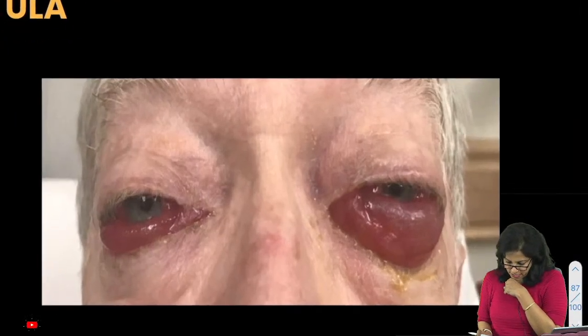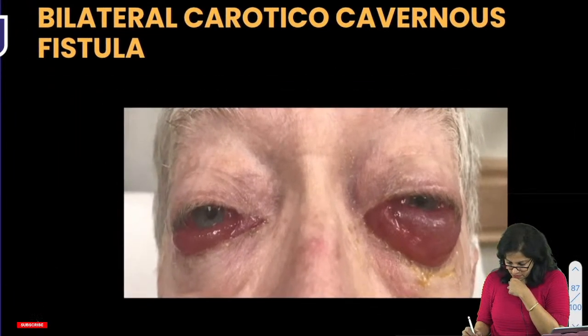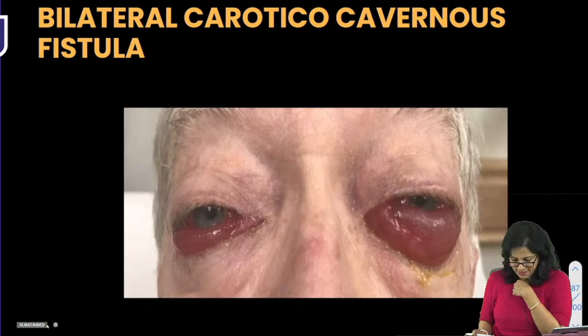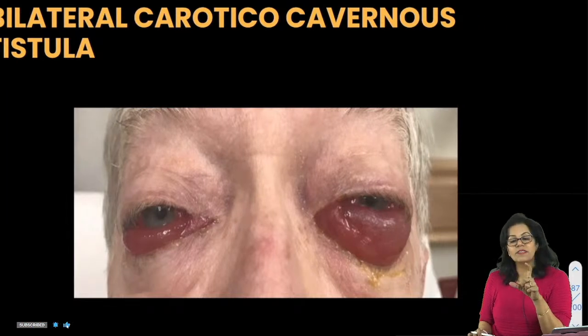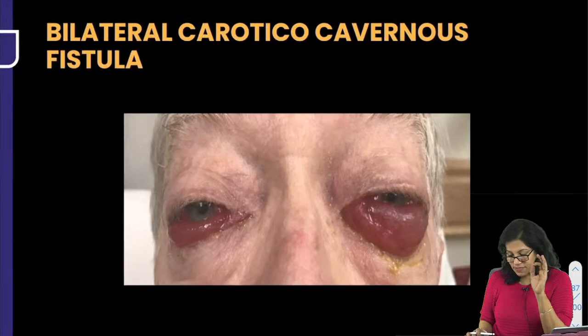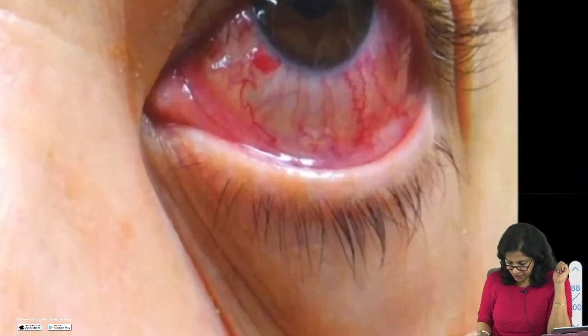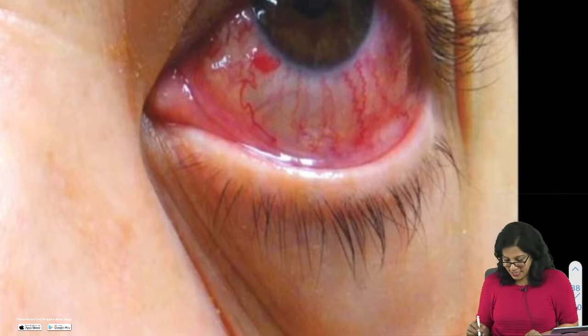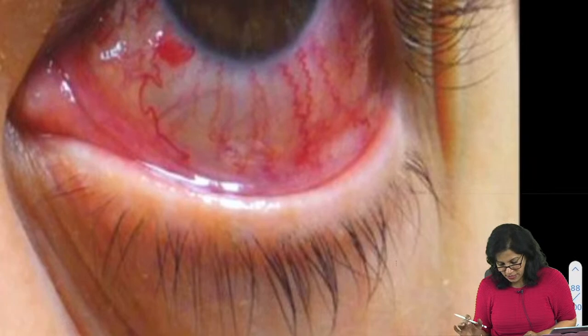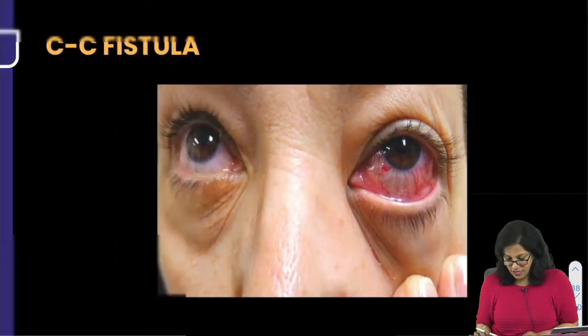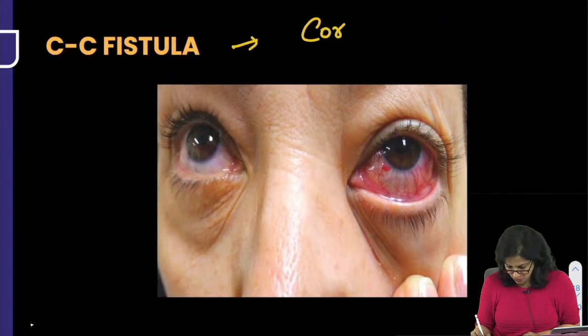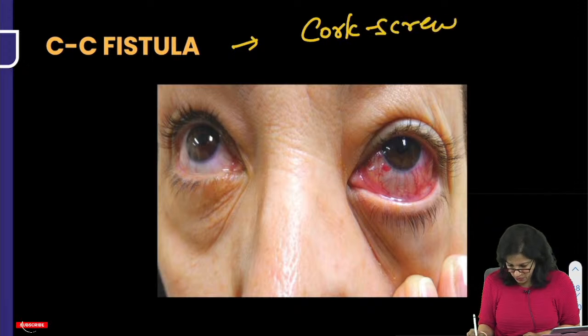So you see, this is a case of bilateral carotid-cavernous fistula with so much chemosis. And one very important thing: dilated conjunctival vessels, which can be seen in both direct and indirect. You should be familiar with this. What is this? These are called corkscrew vessels. These dilatations of vessels are an indication of the fistula. These are called corkscrew vessels. Know this, you should know this.